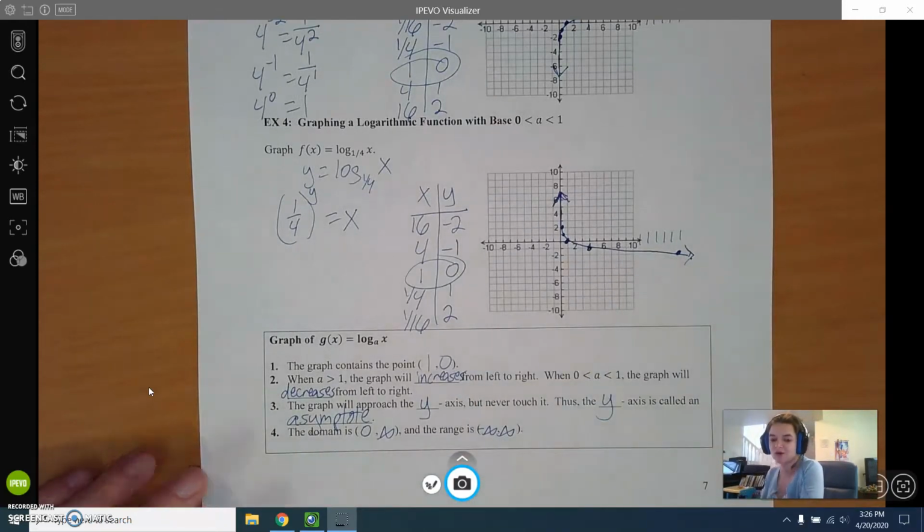Okay. Hopefully this helps you guys with logarithms. Do lots of practice. I know that for a lot of you this is going to be new, but they're not that bad once you get used to them. Okay, so you guys can do this. Lots of practice, and good luck this week.